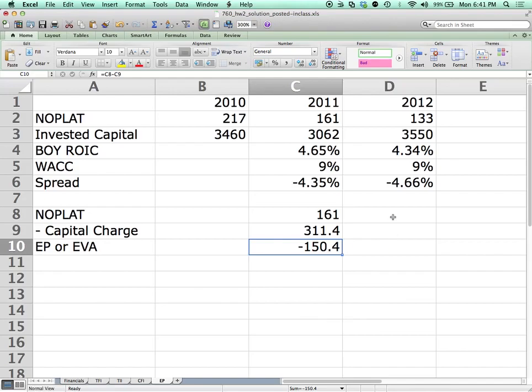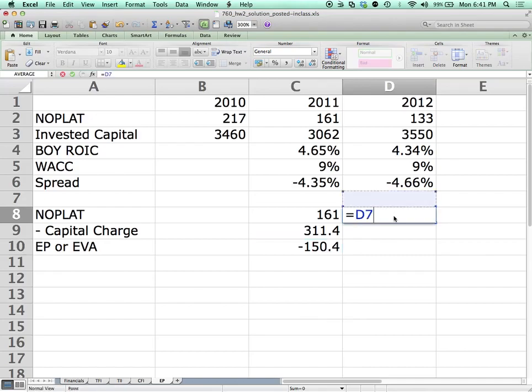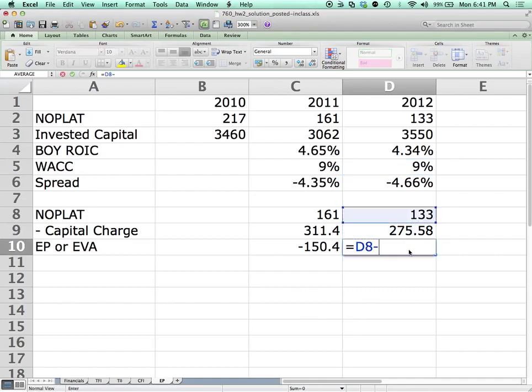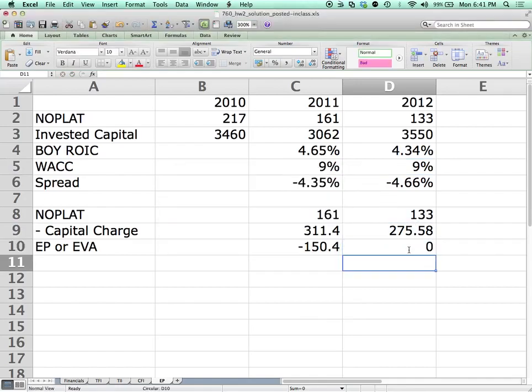Okay. Same thing in 2012 equals my NOPLAT. Capital charge is the cost of capital times the beginning of year invested capital. I made 133. Given $3 billion of starting capital at 9%, I needed to make 275.58. I was that minus that, 142.58 short.